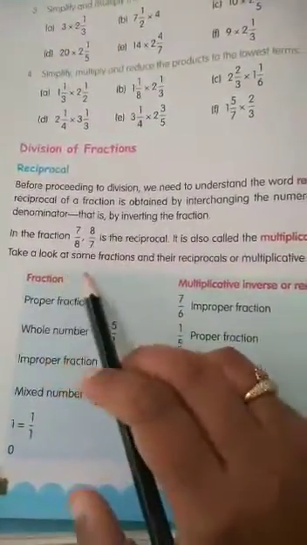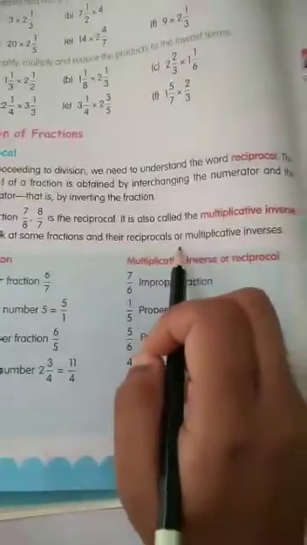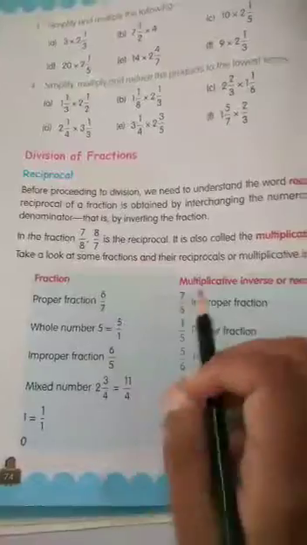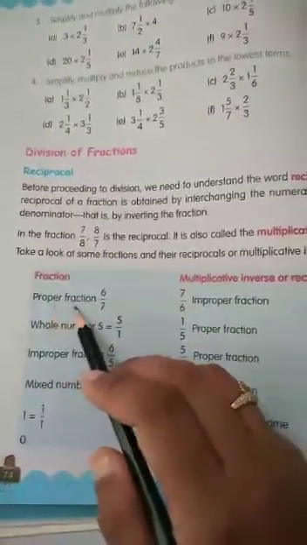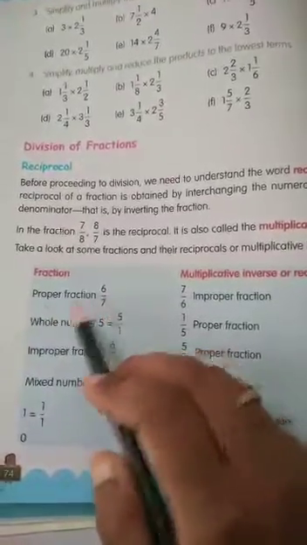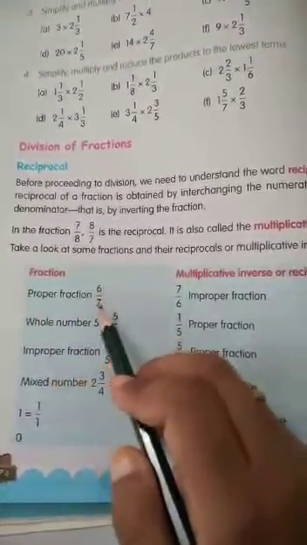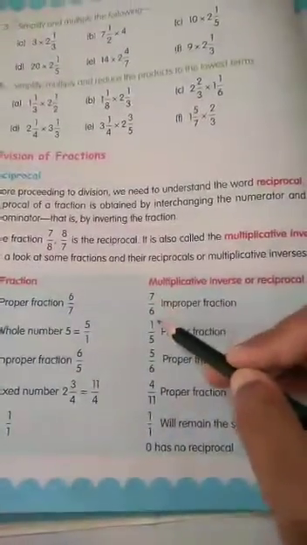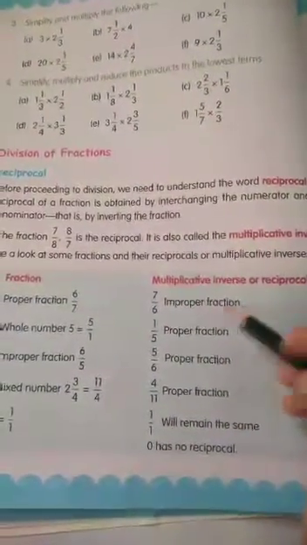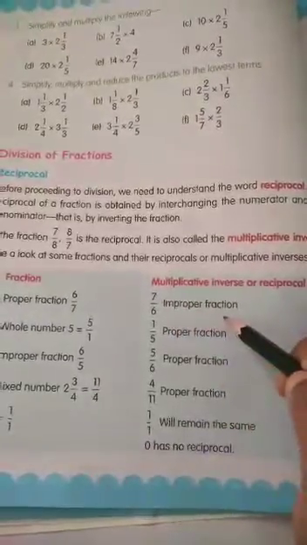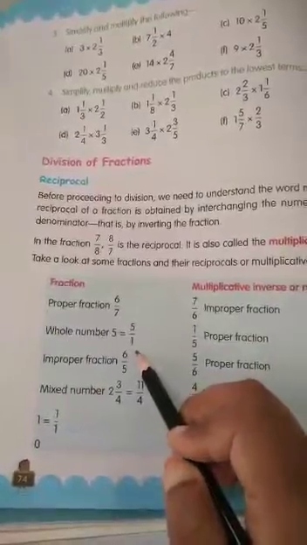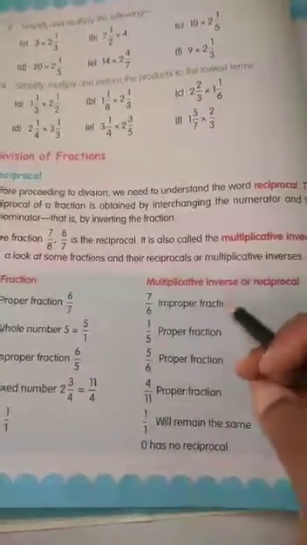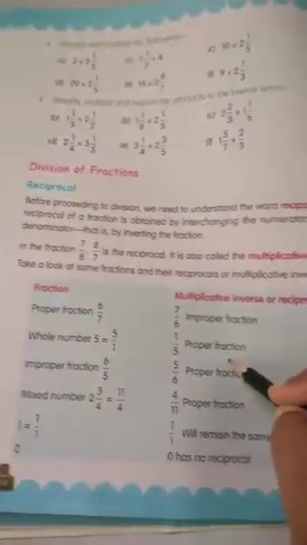Take a look at some fractions and their reciprocals or multiplicative inverses. So this is the box: fraction, multiplicative inverse or reciprocal. This is the proper fraction 6 by 7. Now 7 by 6 is an improper fraction. Whole number 5 equals 5 by 1. In the multiplicative inverse, 1 by 5, this is a proper fraction.